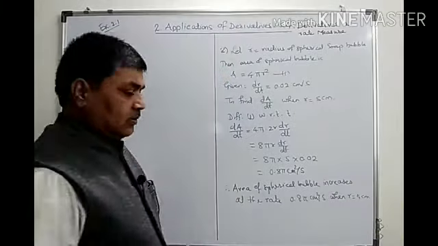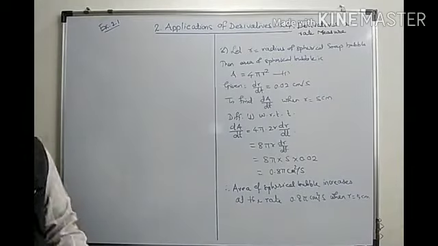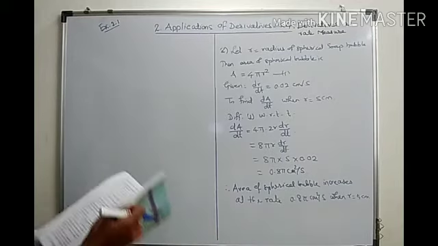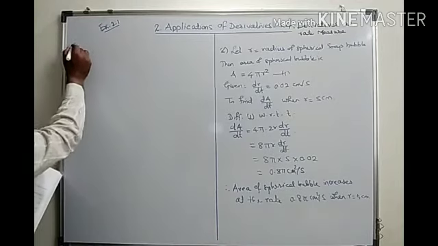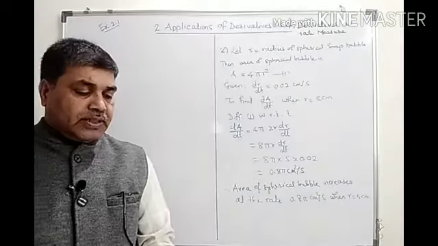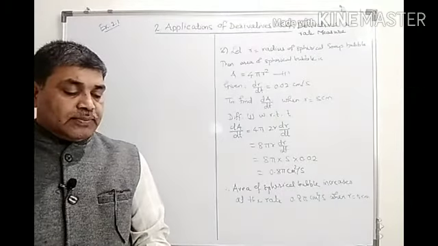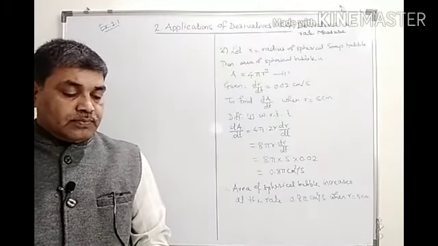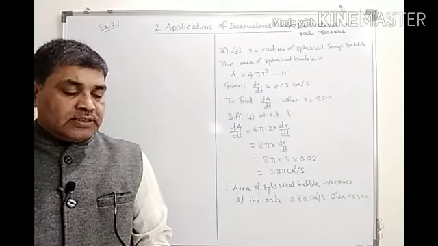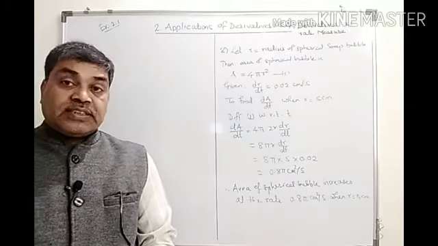Okay, next example is again of the same type. Example 9: The surface area of a spherical balloon increases at the rate of 2 centimeter square per second. At what rate is the volume of the balloon increasing when the radius of the balloon is 6 centimeter?